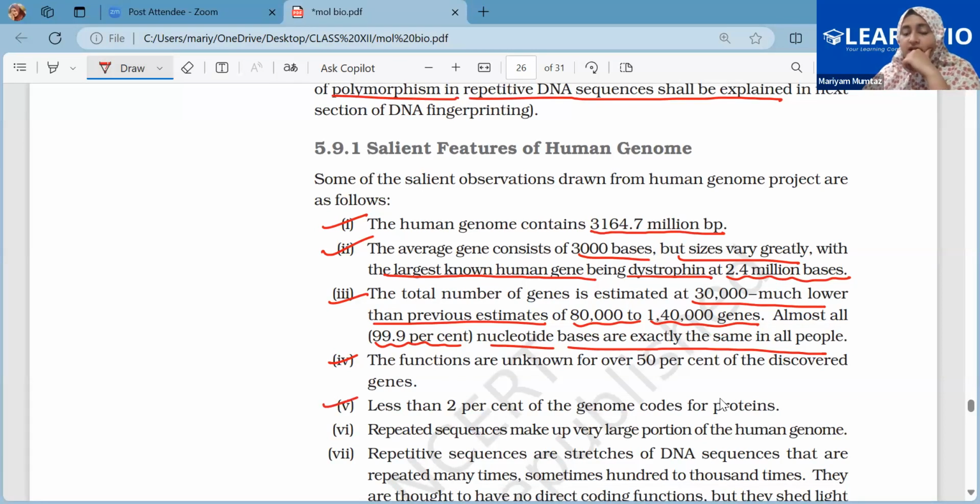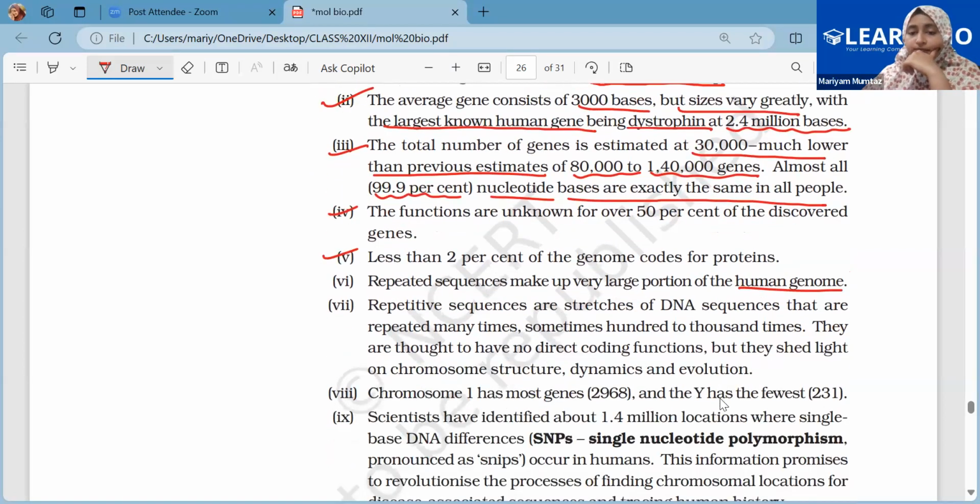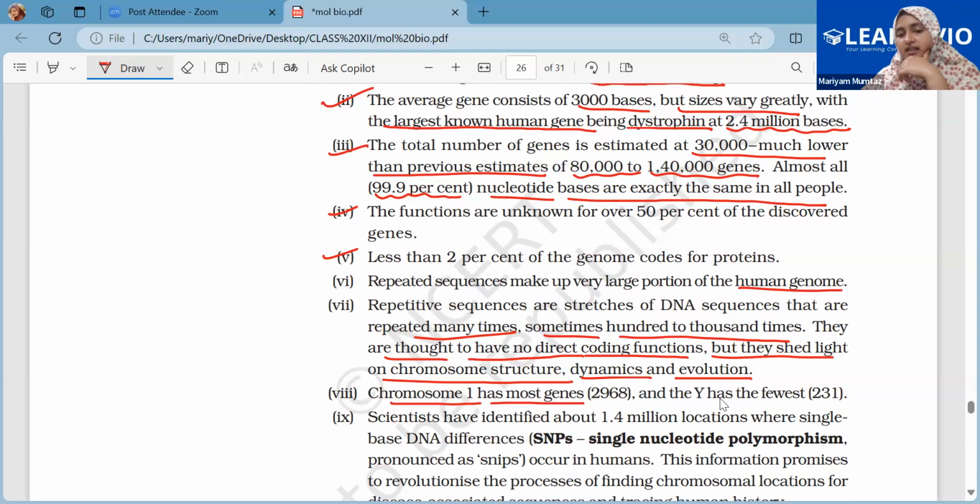Repeated sequences make up a very large portion of the human genome. Repetitive sequences are stretches of DNA sequences that are repeated many times, sometimes 100 to 1,000 times. They are thought to have no direct coding functions, but they shed light on chromosome structure, dynamics, and evolution. Chromosome 1 has the most genes, that is 2,968, and chromosome Y has the fewest genes, that is 231.